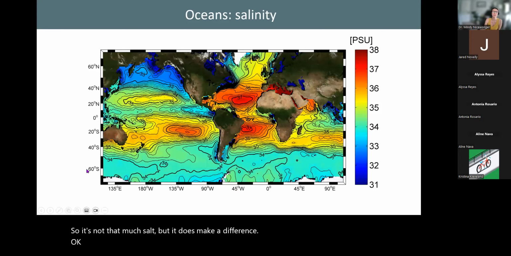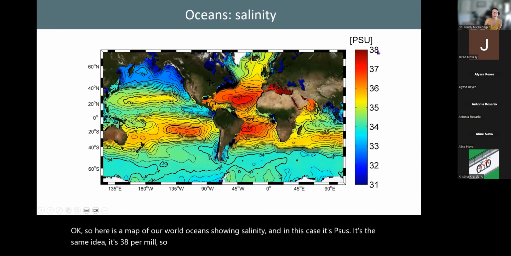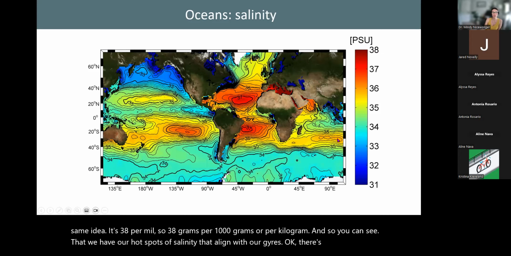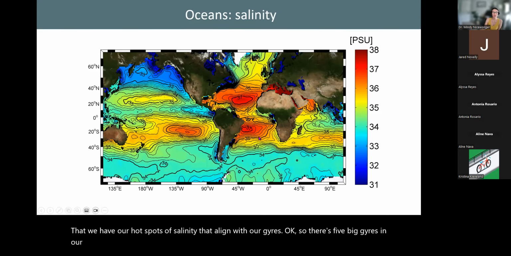Okay, so here is a map of our world oceans showing salinity. And in this case, it's PSUs. It's the same idea. It's 38 per mil, so 38 grams per 1,000 grams or per kilogram. And so you can see that we have our hot spots of salinity that align with our gyres. Okay, so there's 5 big gyres in our oceans, and those also coincide with the higher salinity regions.